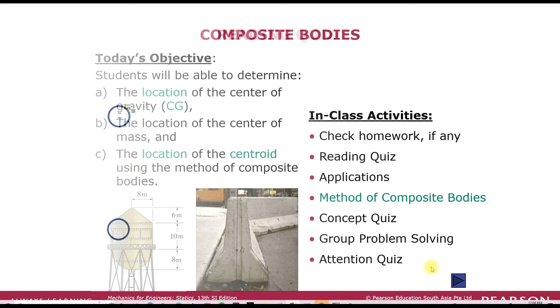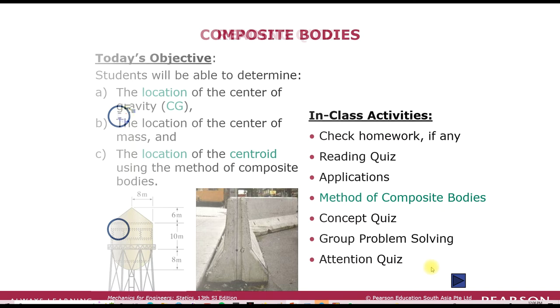Many industrial objects can be considered as a composite body made of a series of connected simple shaped parts or holes, like a rectangle here, a triangle at C, B and E here, and a semicircle at A. So if we know the location of the centroid of the individual simple shaped parts, we can easily determine the location of the centroid or center of gravity for a more complex composite body.